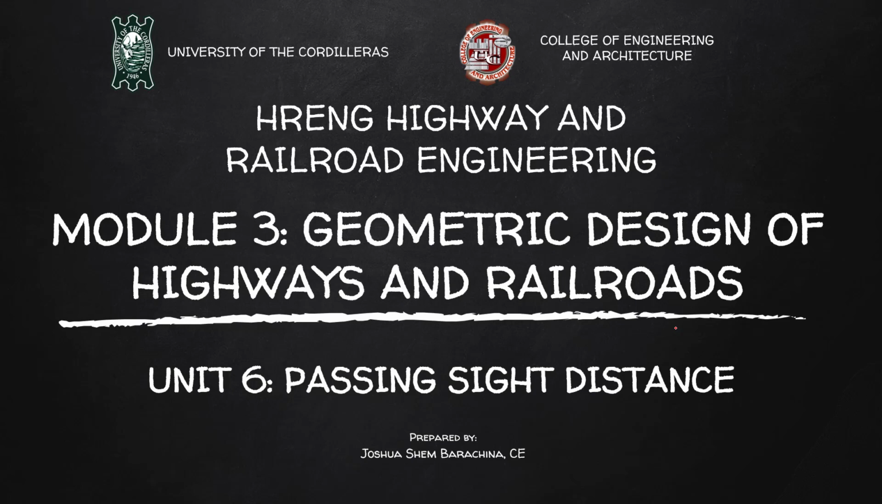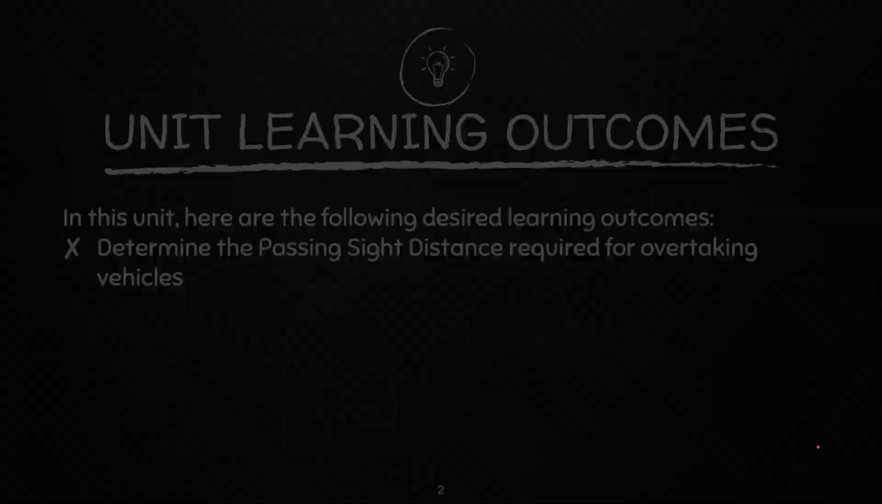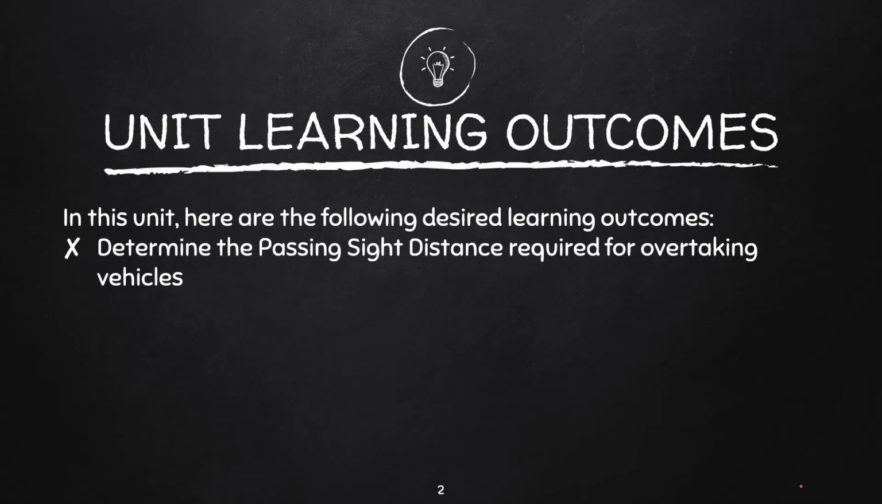And in this unit, you will have the following learning outcomes. So, for this unit, we are to determine the passing sight distance required for overtaking vehicles.